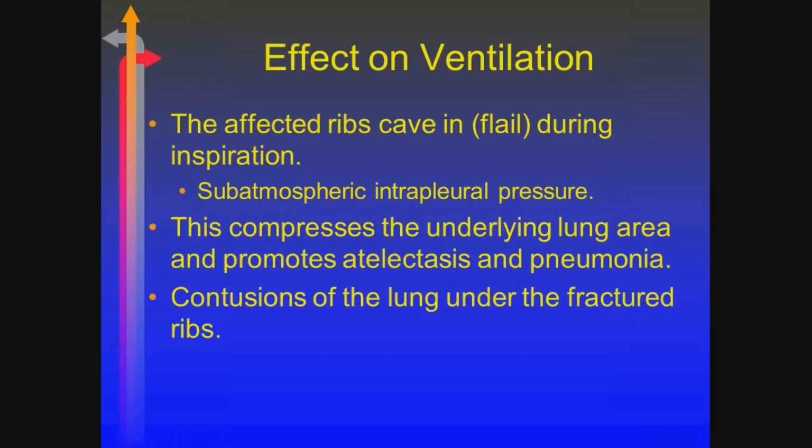The problem is that the chest wall then moves opposite of what the rest of the chest wall moves. On inspiration, instead of there being the chest wall moving outward, it moves inward over that flail. That means that that portion of the lung below the flail is not being adequately ventilated and can end up developing a pneumonia in that area, along with the contusion of the lungs secondary to the fractured ribs.